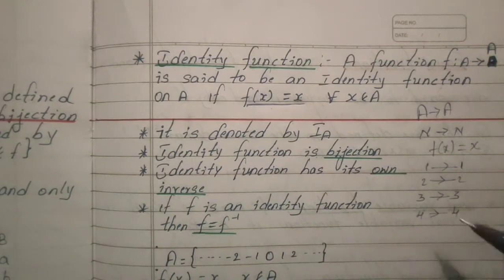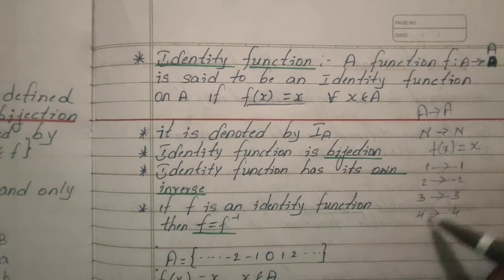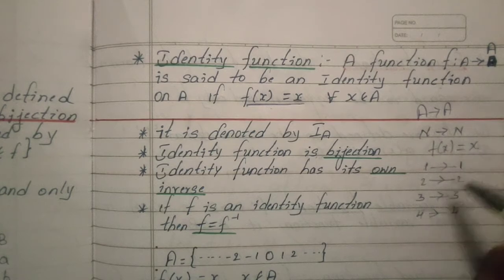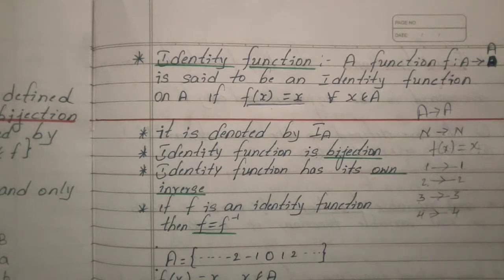Similarly, you continue. This is natural numbers. This is also natural numbers. So my input is 1, output also 1. 2 means output 2. 3 means output 3. So this is a one-to-one function. Every element is associated with a different element in set B. This is set A, and range and codomain are the same, so it is onto.